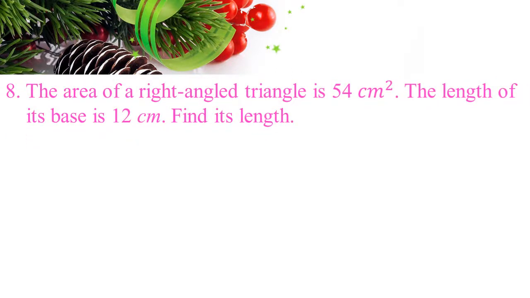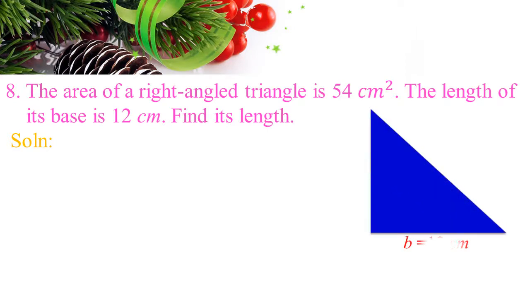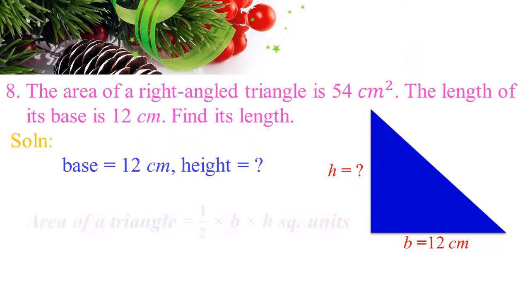Let's see the 8th problem. The area of a right angle triangle is 54 centimeter square. The length of its base is 12 centimeter. Find its height. Here given the right angle triangle area and also given the base. Now we have to find out the height. Look at the picture. Base 12 centimeter. Let's find height. Base equal to 12 centimeter.